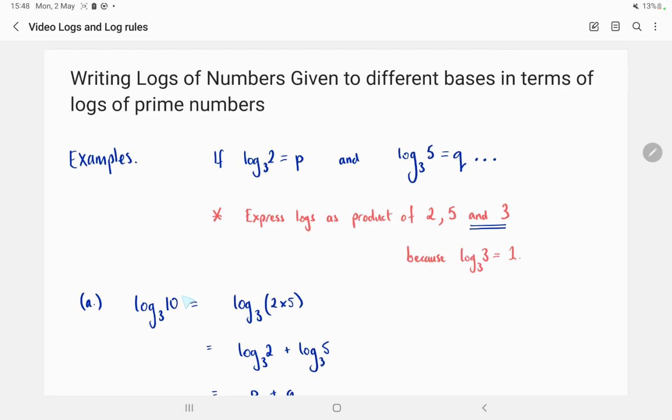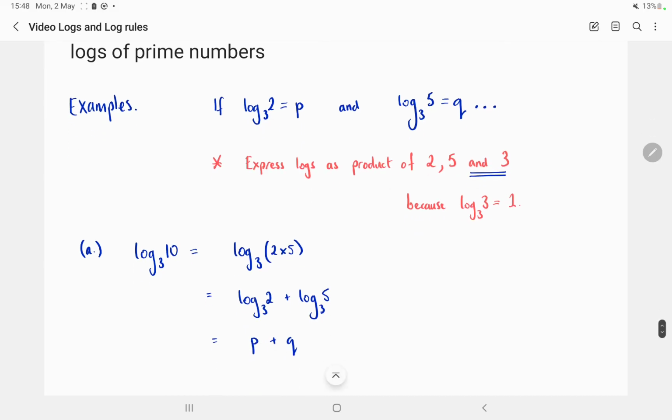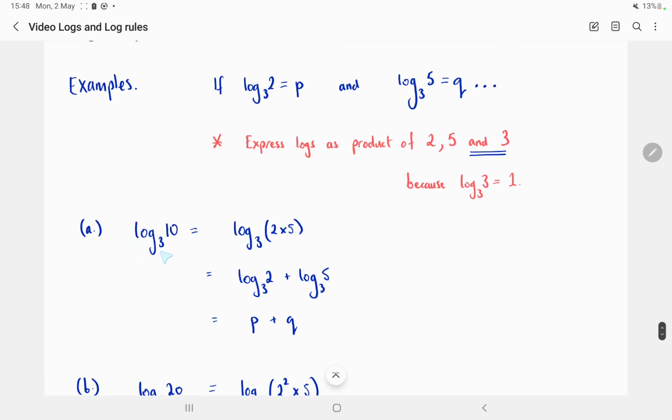So if we can express these numbers in the questions as products of 2, 5 and 3, well then we can get our final answer. For example here, log 10 to the base 3, 10 can be expressed as 2 times 5, so that can be expressed as log 2 to the base 3 plus log 5 to the base 3, which is p plus q.